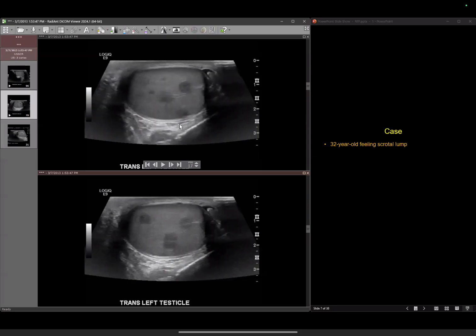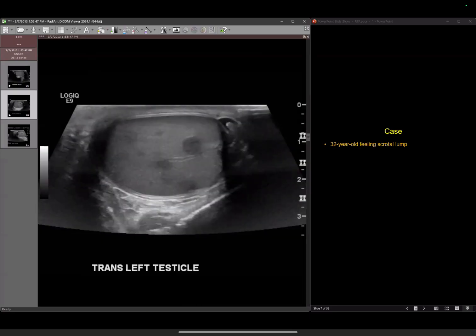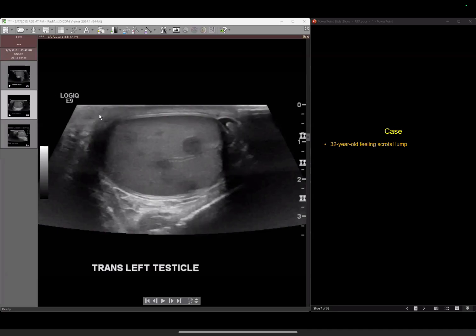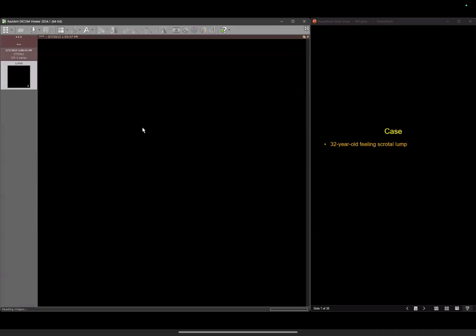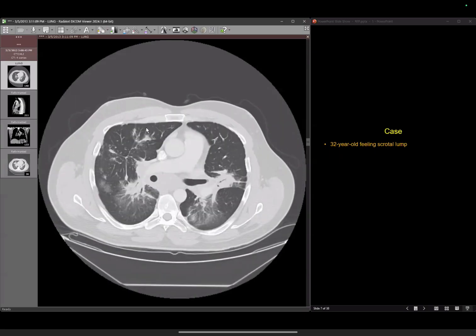What else can cause multifocal lesions? Granulomatous diseases, mostly, like IgG4 and sarcoid. Excellent. So yeah, that's the other possibility. Now let me show you the patient's CT. So now what is the diagnosis?